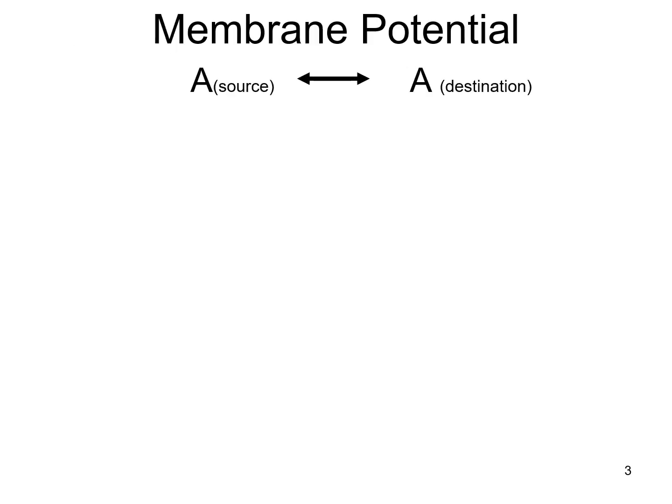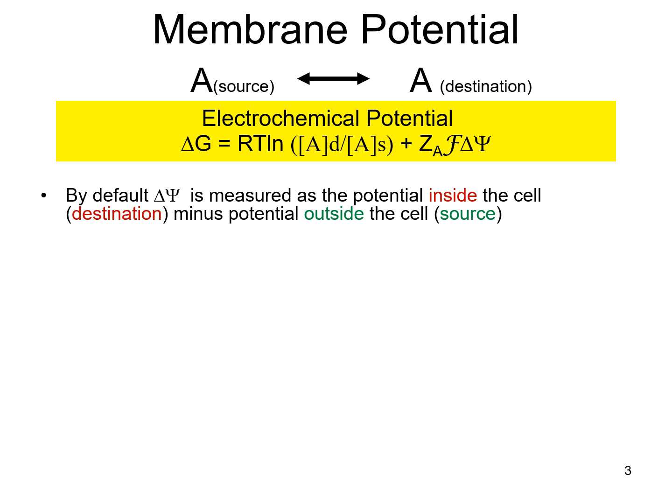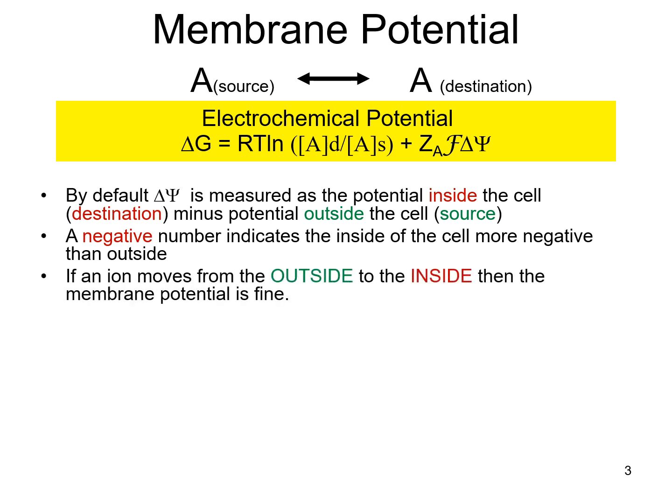Now, membrane potential, from the source to the destination. Electrochemical potential difference calculation. By default, delta psi is measured as the potential inside the cell, the destination, minus the potential outside the cell, the source. This is the convention: whenever you see a delta psi measurement, it's the inside potential minus the outside potential. A negative number indicates the inside of the cell is more negative than the outside of the cell.